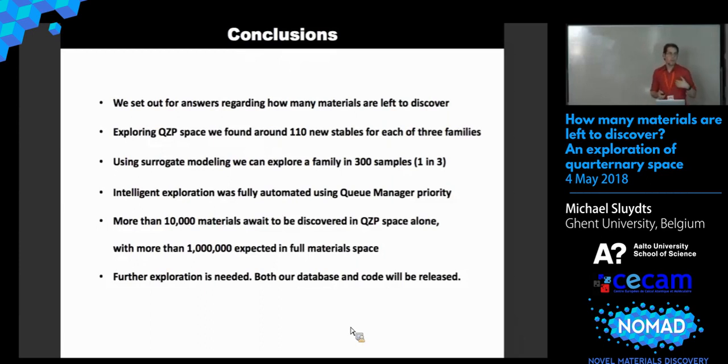But of course, further exploration is still needed, so we'll be releasing both our code and our database to the public, hoping that some experimenters will try to synthesize them, or others will want to add to the parameters you need for this Drake equation. Thank you for listening, and if you have questions, please ask.